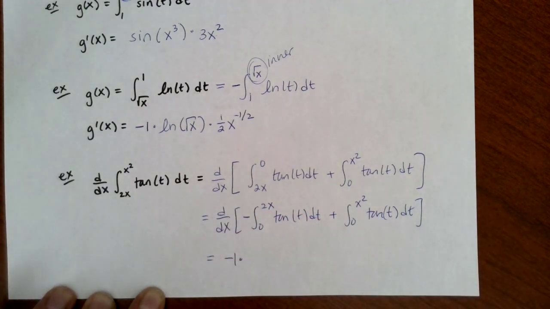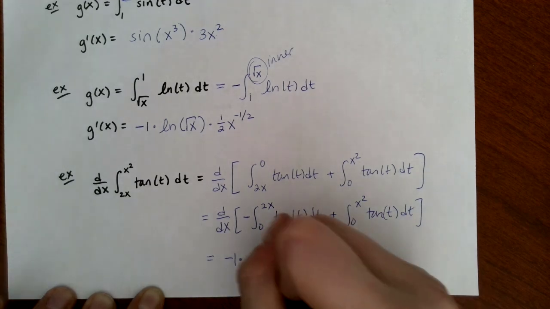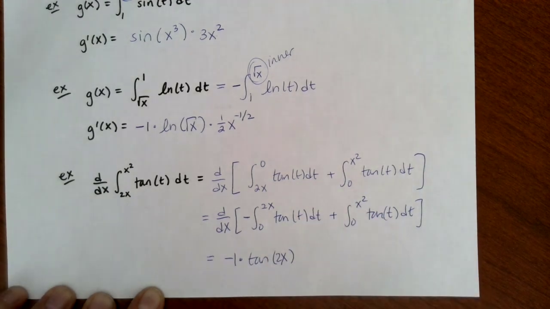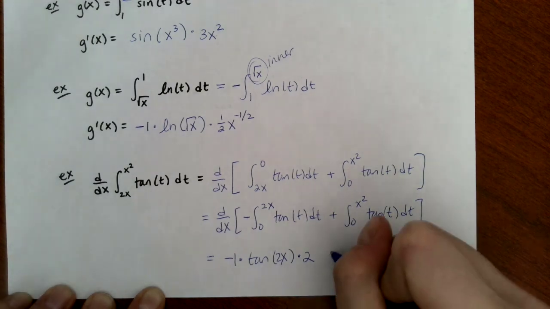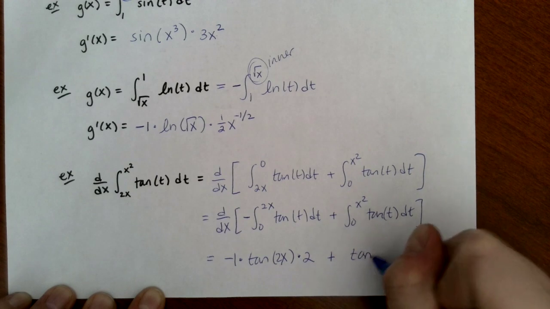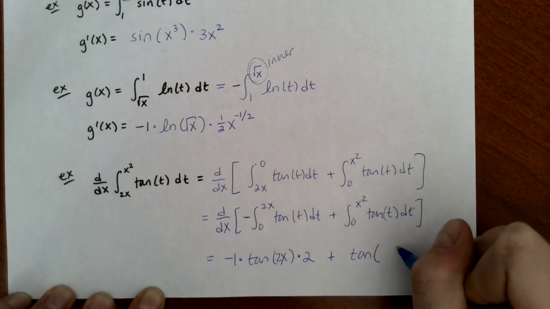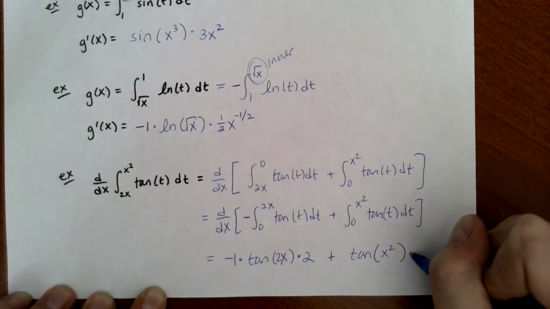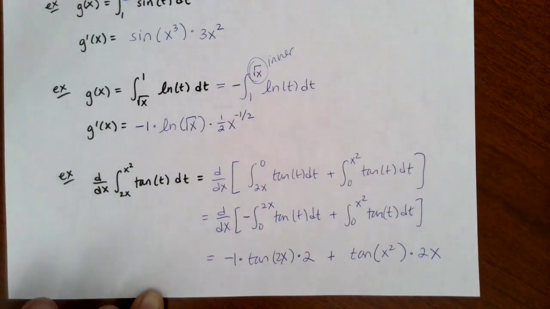And then again, I have a composition here, so I'll use the chain rule, f prime of g times g prime. The outer function is the integral function, so its derivative is tangent of x. So my f prime of g is tangent of 2x times the derivative of 2x, which is 2. And then very similarly for this second one, the derivative of the integral function would be tangent of x, so I have tangent of x squared times the derivative of the x squared, which is 2x.